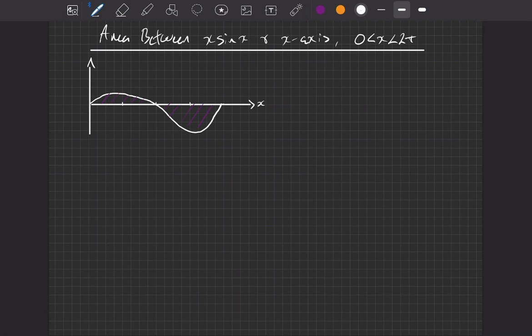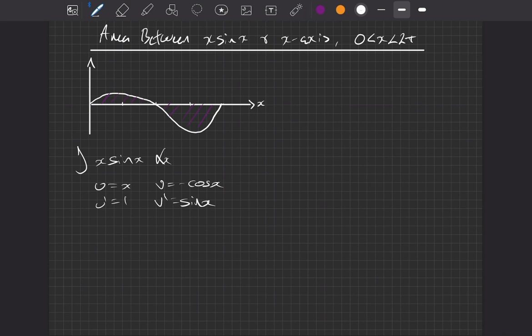So the first thing we're going to do is integrate our function, x sin x, with respect to x. We need to use integration by parts with this. So we'll have u as our x, u dash can be 1, v dash can be sine of x, and therefore our v is going to be minus cosine of x.